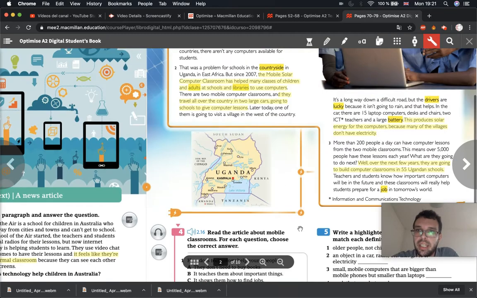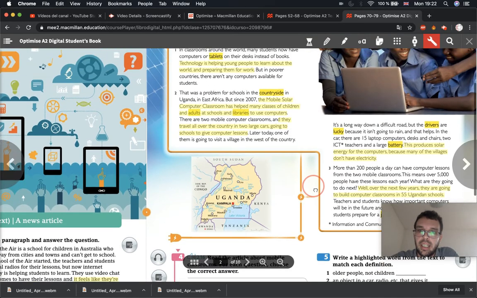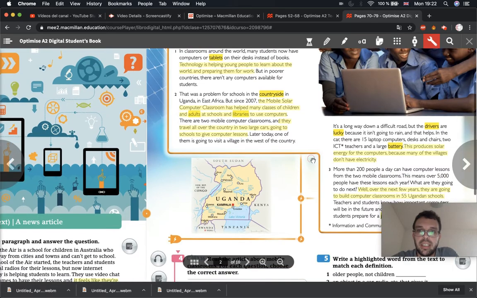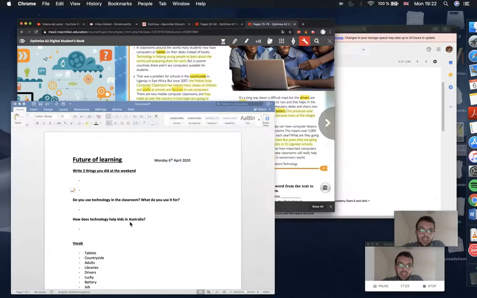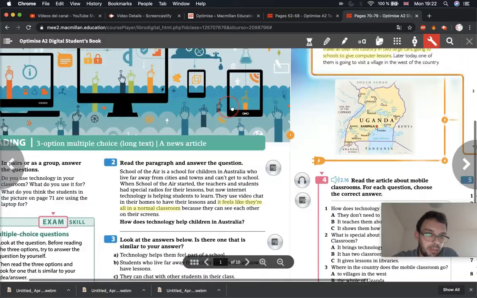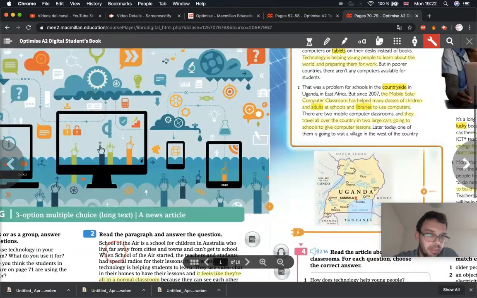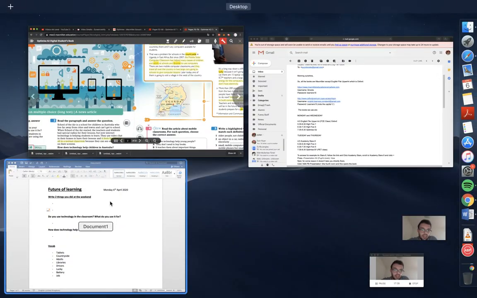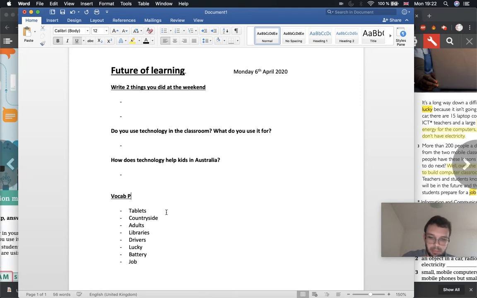let's have a look. So in the text, we've also got some highlighted words, okay? Just a little bit of vocabulary to look at for today. So what you can do is just make a note of these words in your notebook, okay? So just write vocab, page 70, okay? And then just make a list of the words here, all right?